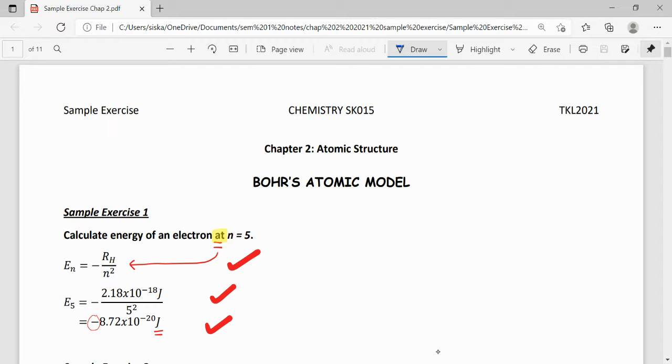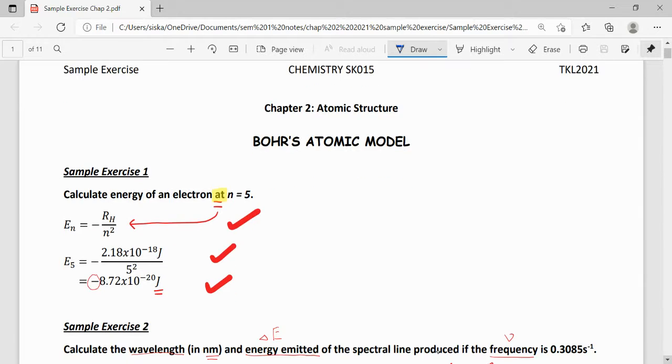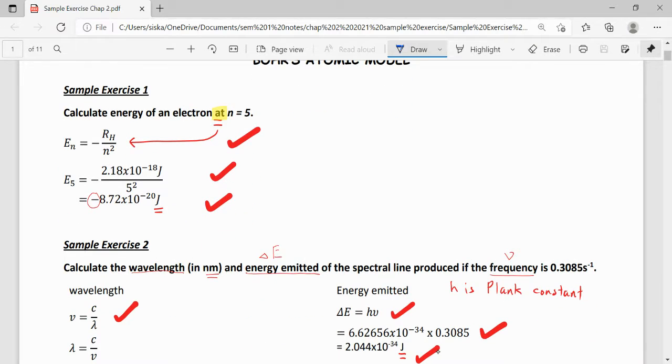Chapter 2, Atomic Structure, Bohr's Atomic Model. Okay, so let's look at what we need to focus on. First of all, it says calculate the energy of an electron at. So when you look at the word "at", you must use this formula, and then the final answer must have a negative sign.